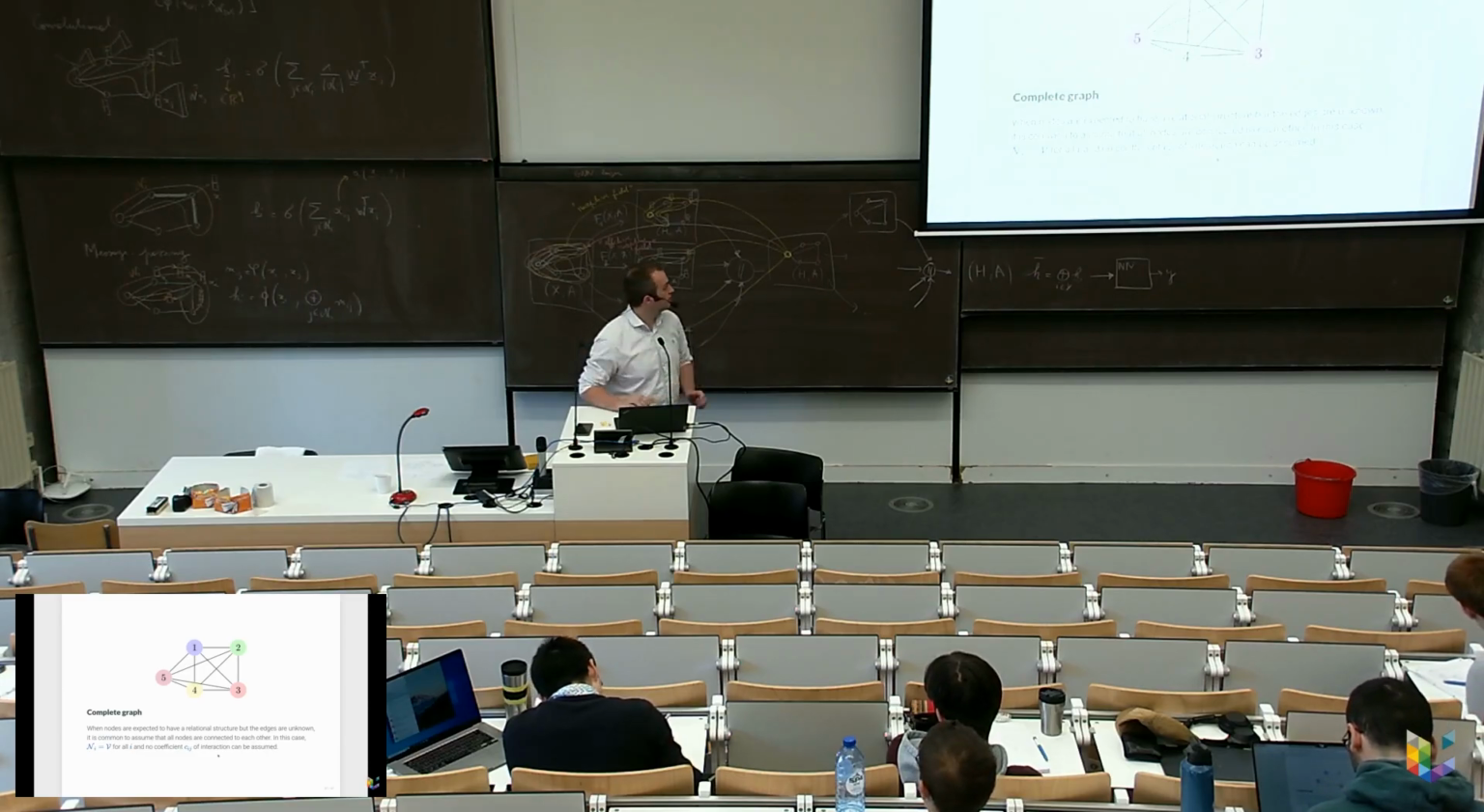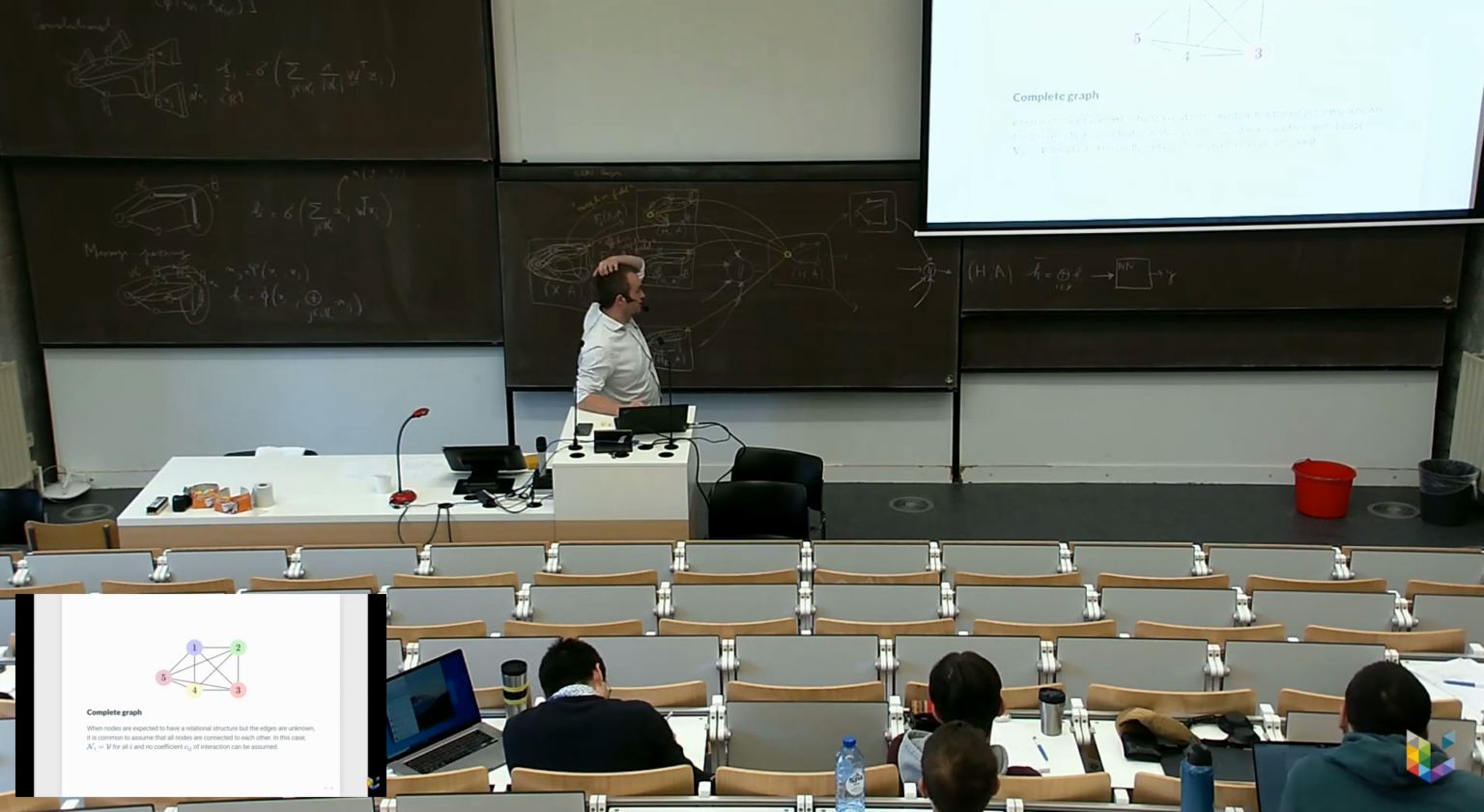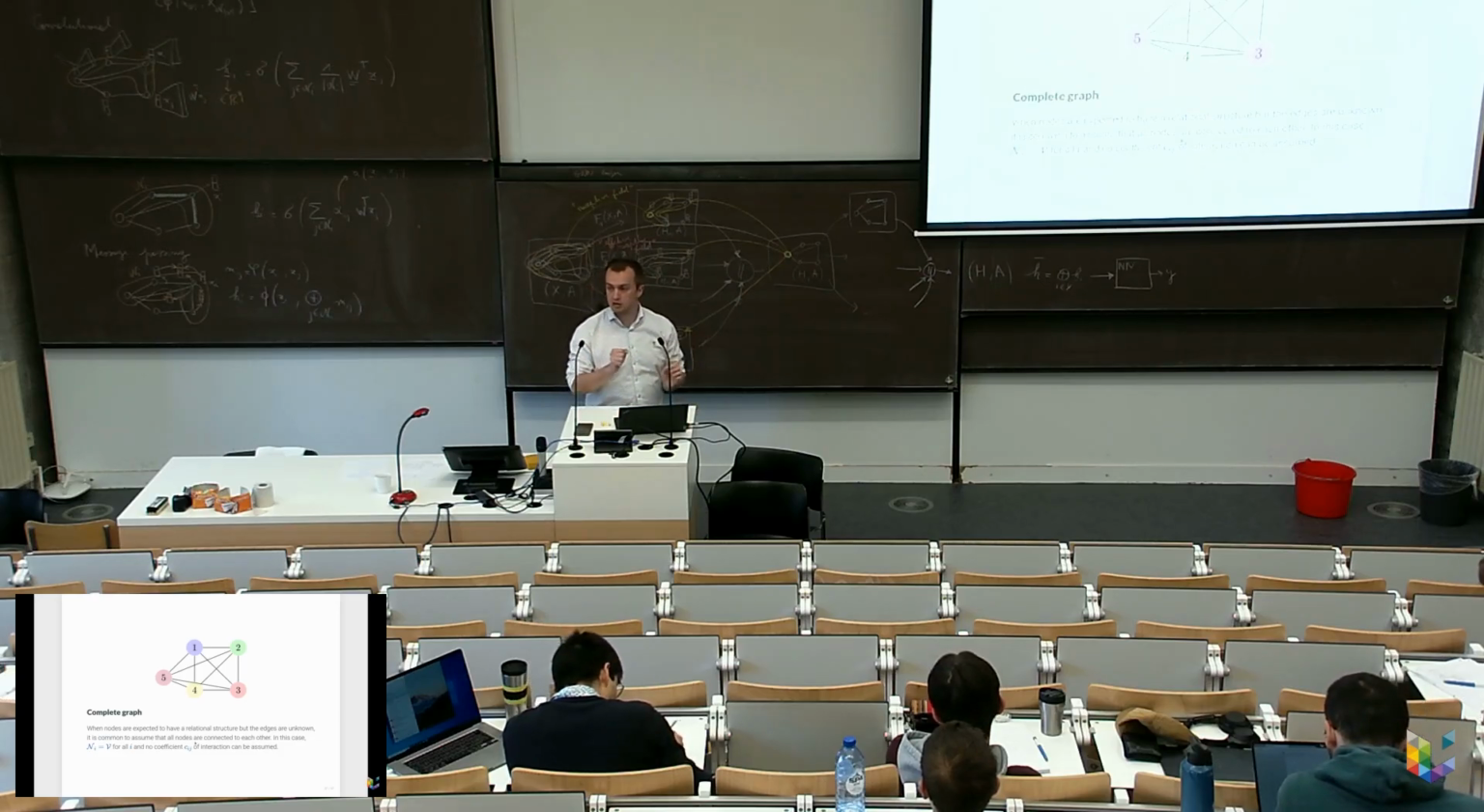When nodes are expected to have a relational structure, but the edges are basically unknown, the common assumption is to say that all nodes are connected to each other, in which case the set of neighbors for any node is the set of nodes itself. We also make the assumption that there are no stronger or weaker edges between nodes. We just assume they may exist, and we let the neural network figure that out.